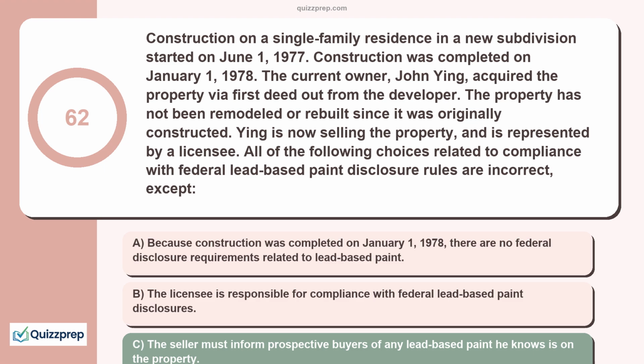If construction started on January 1, 1978, then the house would not be considered target housing, and, absent actual knowledge of lead-based paint on the property, there would be no federal lead-based paint disclosure requirements. B is incorrect. The seller or landlord is responsible for compliance with lead-based paint disclosures. Compliance is not waived if there is no licensee involved in the transaction. A licensee, however, if involved with the transaction, is responsible for advising the client as to proper disclosure and compliance.